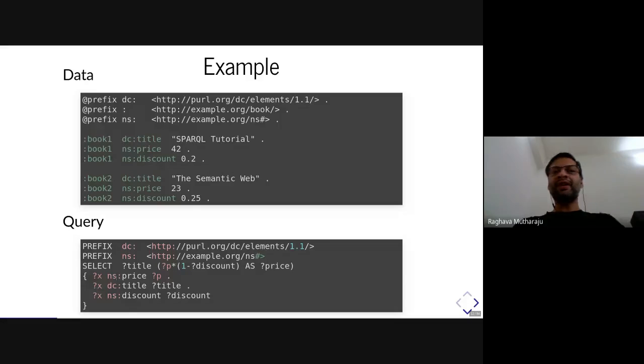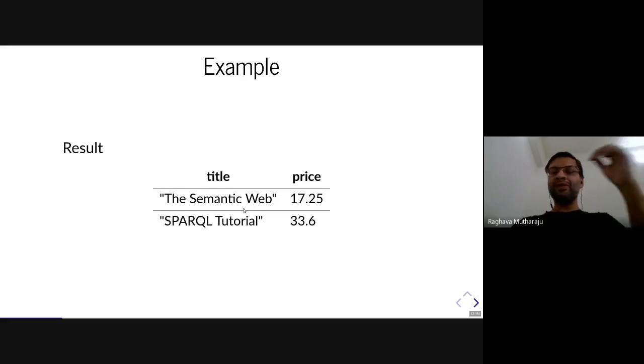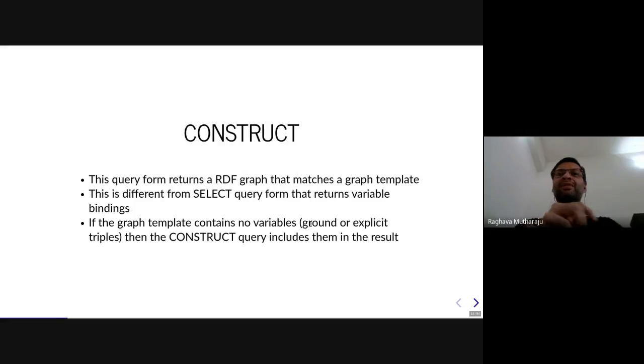Now the rest of the query follows. There are three BGPs here again, and there is a join on the subject. For the same X, you are requesting the price, title, and discount, and you are simply calculating the total price after the discount. So this is pretty straightforward. You get your title and then the price after discount. Any questions so far? Okay, so let me move on.